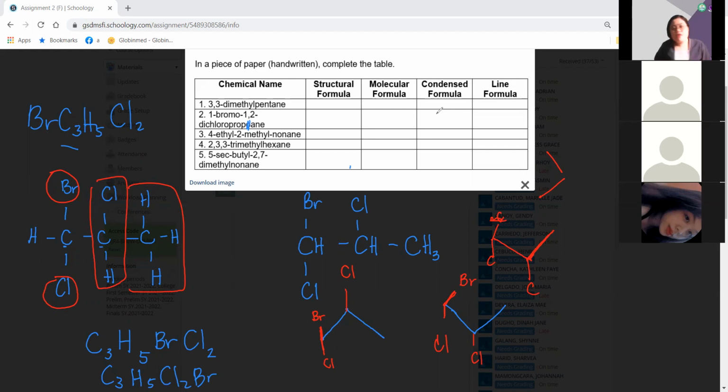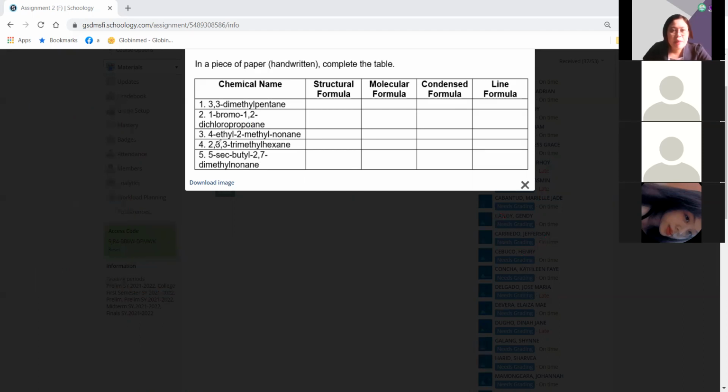Okay? Questions for number 2? Or clarifications? None. So let's have number 3. For number 3, ethyl to methyl no name.